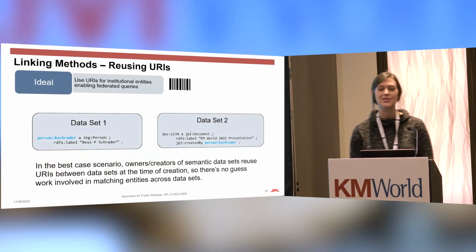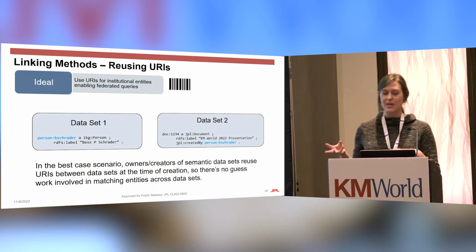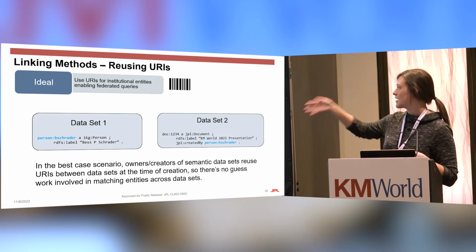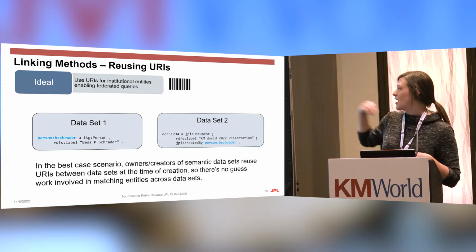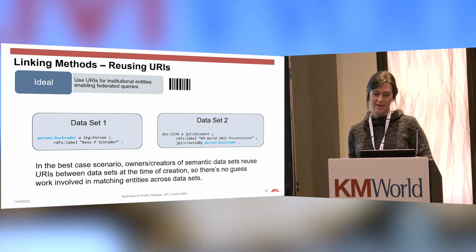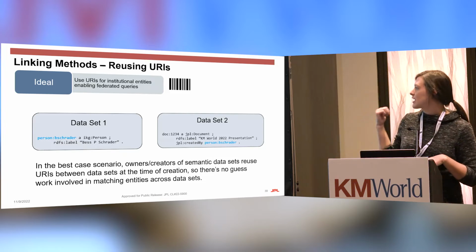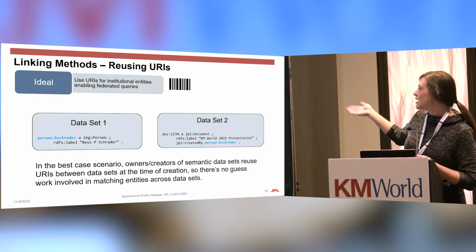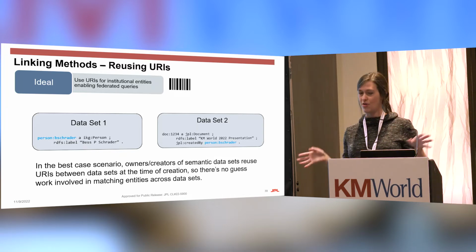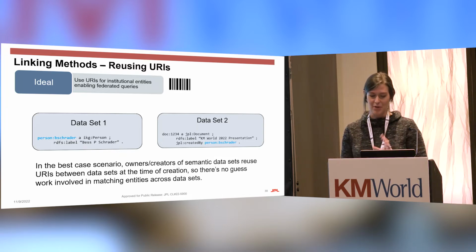So looking into those, our ideal scenario here, when we say we're reusing URIs, you can see if we have two data sets, dataset 1 and dataset 2, I've got person B. Schrader in dataset 1 where I've said this is a person and here's her name. And then in dataset 2, maybe I'm looking at documents and I say this document was created by person B. Schrader. Because I'm using that same URI in both cases, there's no confusion. We know this is the same person.